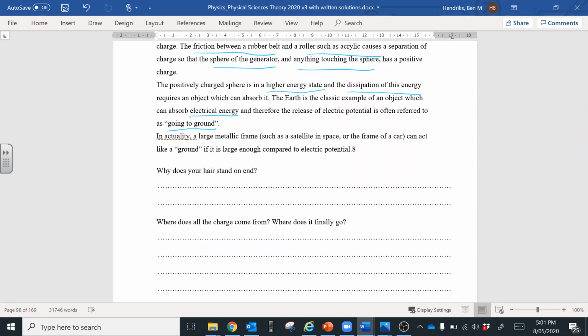In actuality, a large metallic frame, such as a satellite in space or the frame of a car, can act like a ground if it is large enough to compare to the electric potential, and there should not be an 8 there, so I'll delete that.